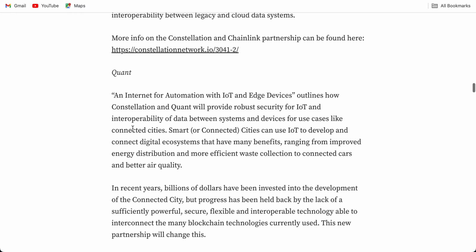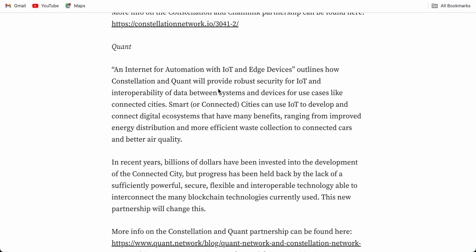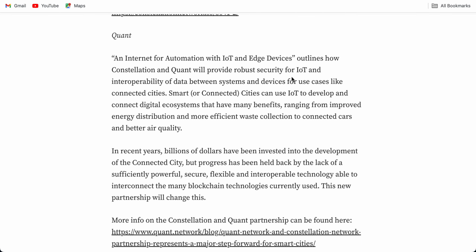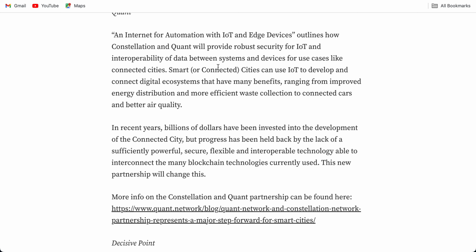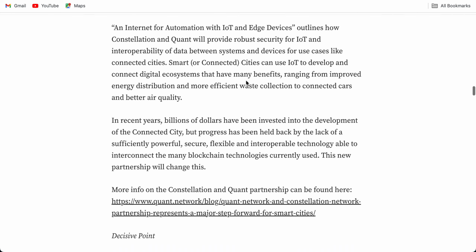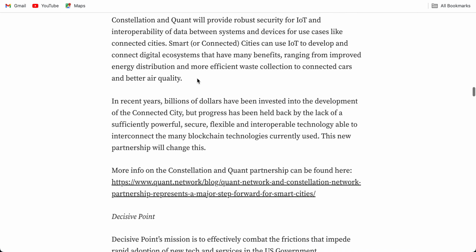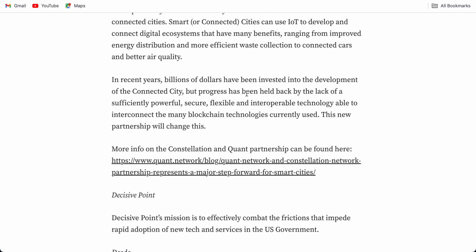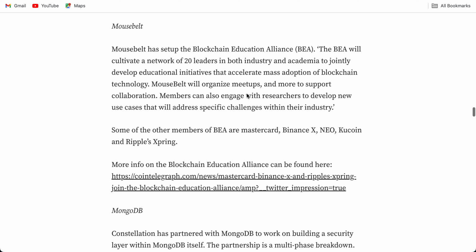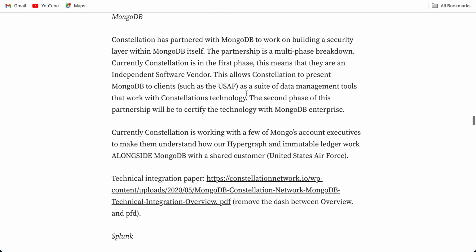It has other partners as well like Quant and Internet for Automation with Internet of Things and Edge Devices, which outlines how Constellation and Quant will provide robust security for Internet of Things and interoperability of data between systems and these devices for use cases like connected cities. Smart or connected cities can use IoT to develop and connect digital ecosystems that have many benefits. So you guys can see Constellation is huge.